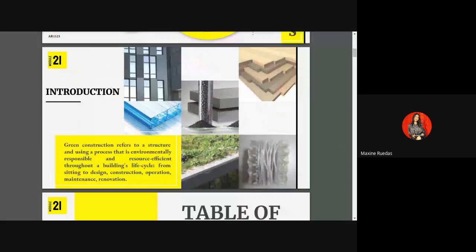So, green construction refers to a structure and using a process that is environmentally responsible and resource efficient throughout a building's life cycle, from siting to design, construction, operation, maintenance, and renovation. So at present, the demand for a more sustainable way of building is no longer a matter of personal choice, and sectors have been regulating for the purpose of implementing measures that improve the infrastructures and buildings with the use of eco-friendly and green building materials for construction.